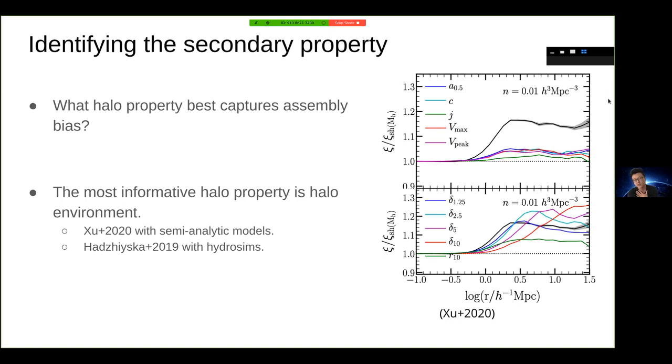Xiaoju already showed this plot earlier, but I'm just going to quickly go over it again. What you're looking at is the breakdown of the galaxy assembly bias effects in terms of different secondary halo properties. The black curve on top shows the full amplitude of galaxy assembly bias effects. It is the galaxy correlation function divided by the shuffled galaxy correlation function. When you shuffle the galaxy contents of the halos within each mass bin, you remove the effects of galaxy assembly bias. So this shows how much galaxy assembly bias is boosting the clustering of galaxies.